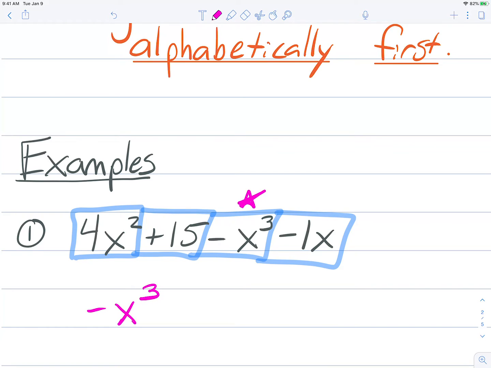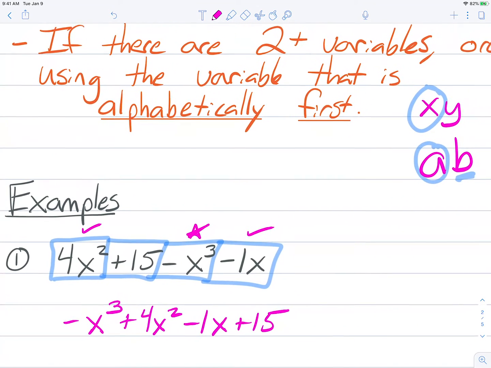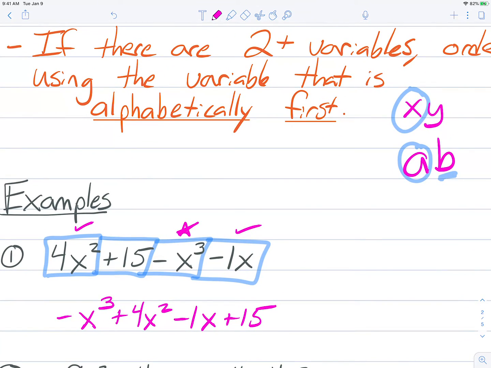The next highest is going to be the 4x squared, so I'm going to put plus 4x squared. The next highest is the negative 1x, or negative x. And that constant of plus 15 is last because it has a degree of 0. It has no variables. The constant is always last. So that's one of the things you're going to be doing.